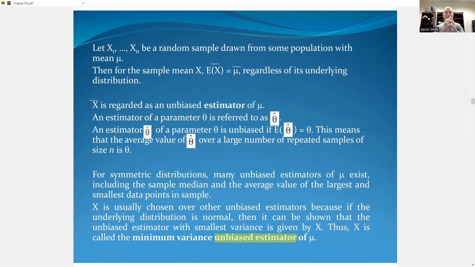Now, remember, when we deal with data, we have to worry about its location on the number line and how spread out it is. Unbiased estimator says the location is where it should be, central tendency. Minimum variance says that it's spread out as little as possible of all possible estimators.